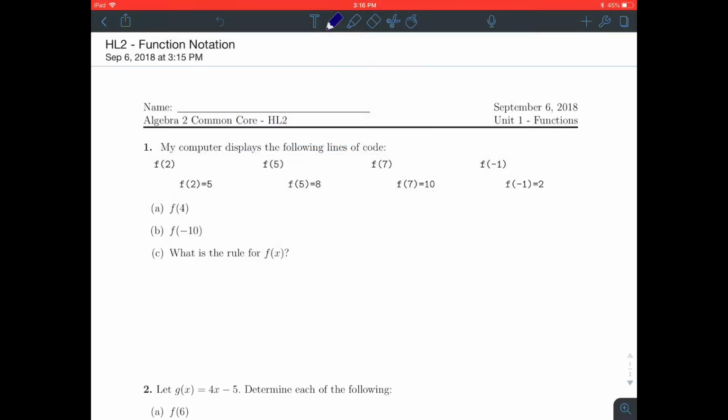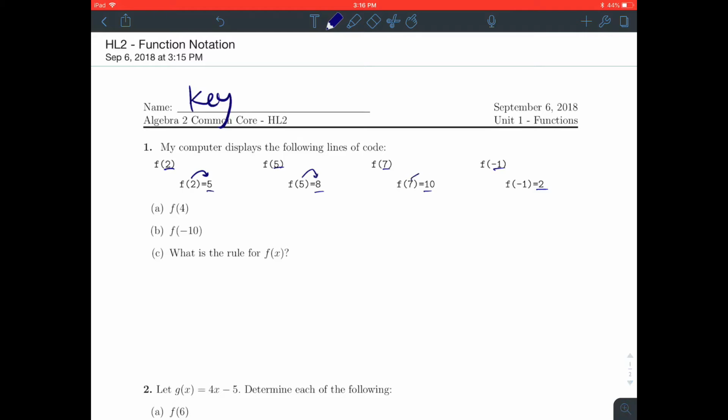Alright guys, so this is homework number 2, answer key. So we're going to look at some example functions. We've got some inputs. 2 becomes 5, 5 becomes 8, 7 becomes 10, and -1 becomes 2. And we're going to try to figure out what the pattern is to go from the input to the output.